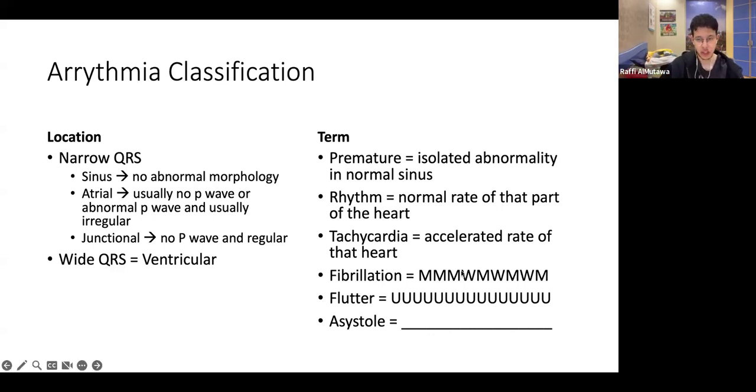Fibrillation means these random kind of waves. And I put like M's and W's, but once we see a slide of atrial fibrillation, you'll understand what I mean. Flutter, this should be the opposite, honestly, where it's like this, and it literally just looks like flutters or sawtooth, and then asystole.